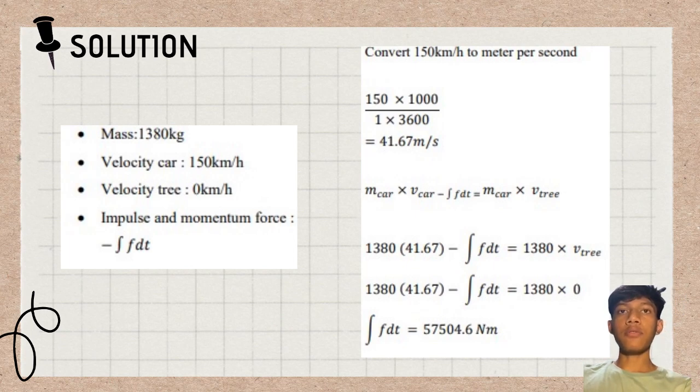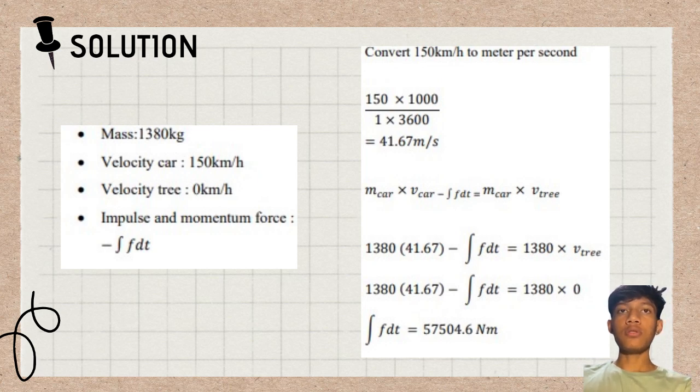We can analyze the mass of the car is 1,380 kg, while the velocity of the car is 150 km per hour. The velocity of the tree is 0 km per hour because it's static. For impulse and momentum, the formula that we use is mass times velocity 1 plus the integral of F dt equal to mass times v2. The plan is we use the principle of impulse and momentum to find the impulsive force of the car.